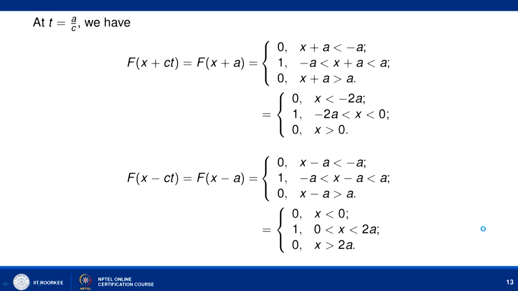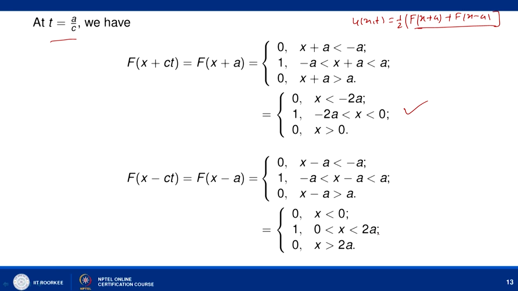Now, look at t equal to a by c. At t equal to a by c, your u x t will be what? u x t is equal to half of f of x plus ct, x plus ct is a. So, f of x plus a plus f of x minus a. So, I need to find out the value of f of x plus a and f of x minus a. Using the same technique we can find out f of x plus a is this: 0 when x is less than minus 2a, and 1 between minus 2a to 0, and 0 when x is bigger than a.